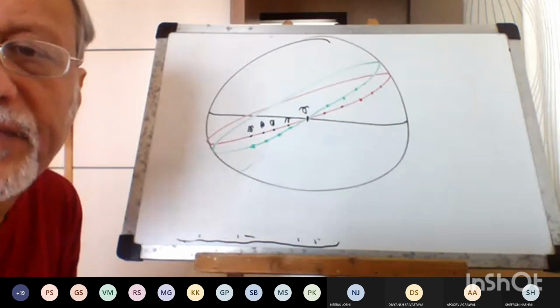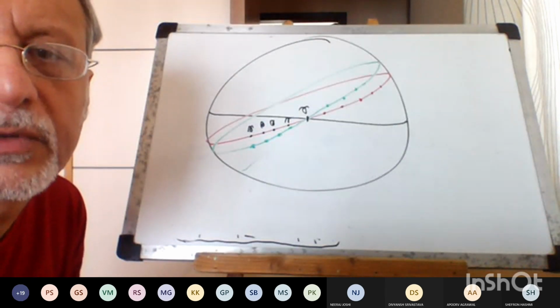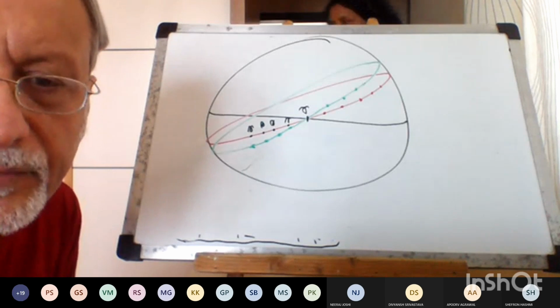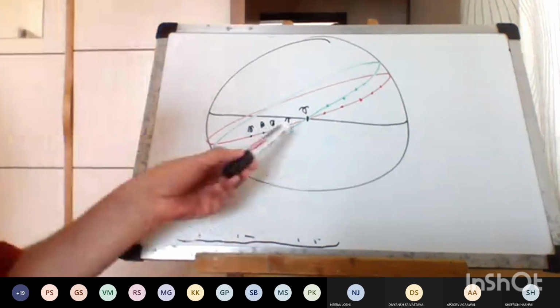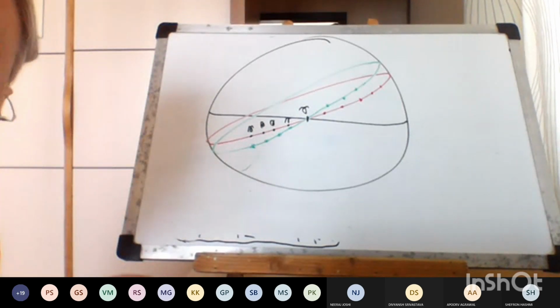The nodal points are not fixed points on the ecliptic. They move westwards along the ecliptic about 19 degrees a year. So every month they must be moving about 1.5 degrees.